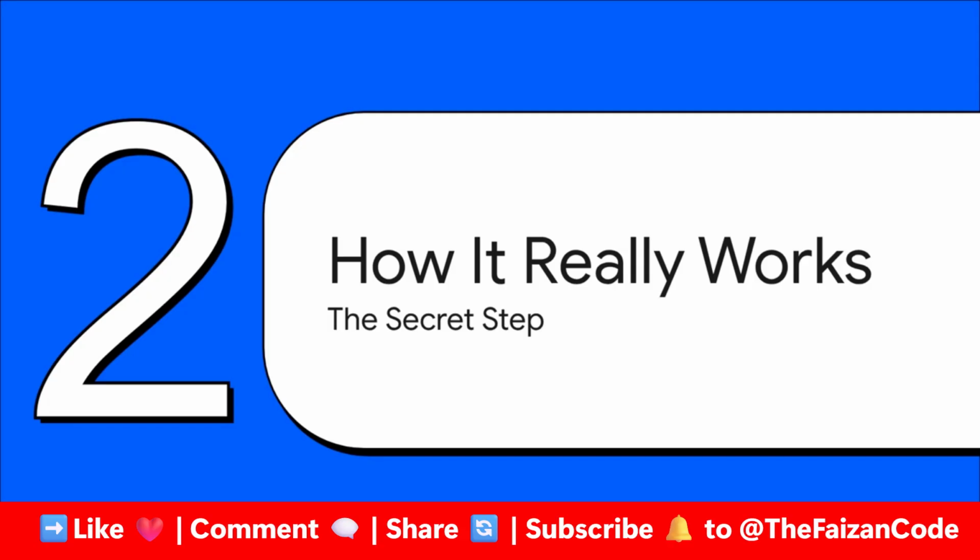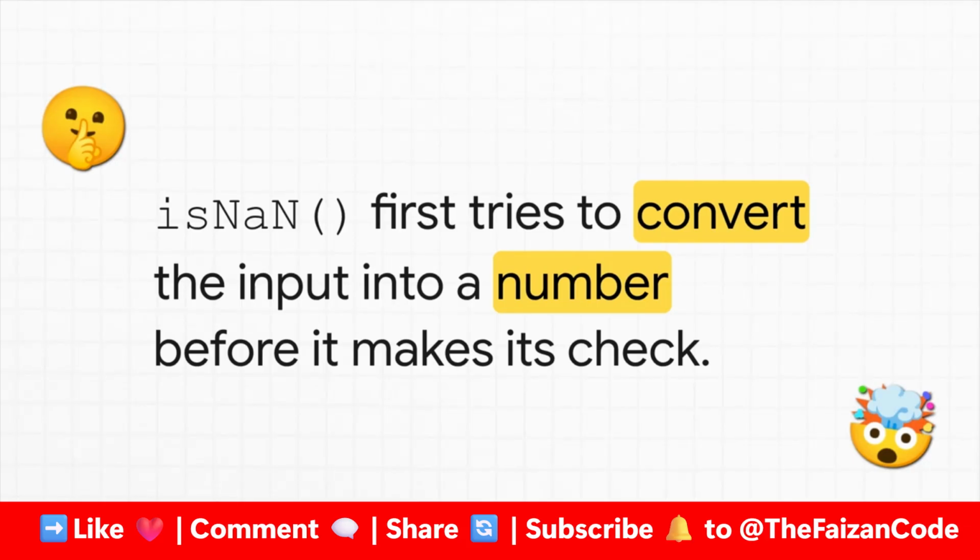See, the true behavior of isNaN all comes down to this one secret step that happens behind the scenes, and it's a step that catches so many developers off guard. And here it is. This is the secret sauce. Before isNaN does anything else, it first tries to coerce, or convert, whatever you give it into a number. This one piece of information, right here, is the key to mastering this function.